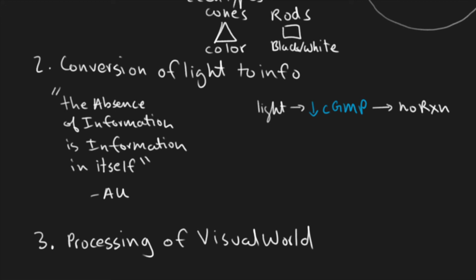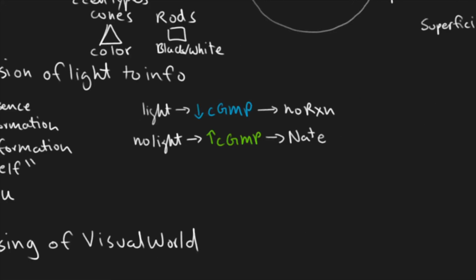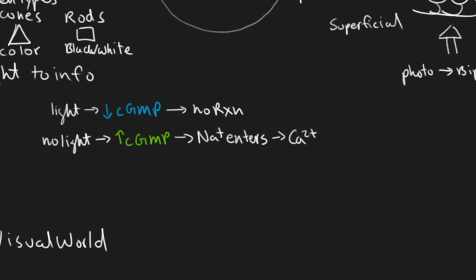Now in the absence of light, we get an increase in cyclic GMP, and this leads to sodium channels on the cell membrane to open, and sodium enters the cell, and this leads to calcium channels on the cell membrane to open, and calcium enters the cell, and with calcium it causes the release of a neurotransmitter, which is a form of chemical communication with another cell. So in our case, it's chemical communication from the photoreceptors to the bipolar cells.